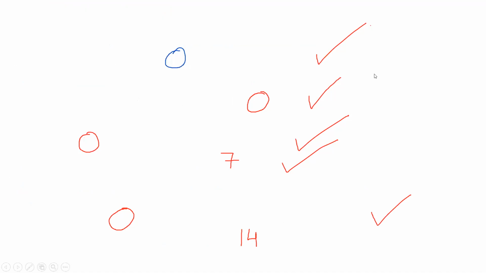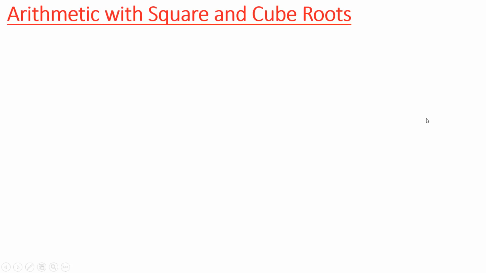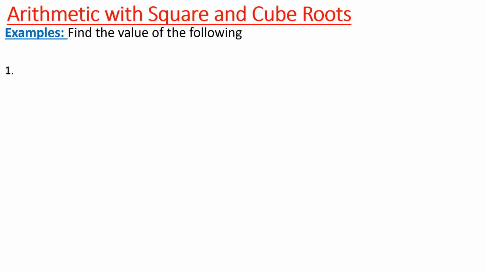So let me erase all this. All right, so let's move on. We're going to be doing arithmetic with square and cube roots. Let's start off with the square numbers. Here we want to find the value of the following. Let's look at number one: the square root of 16 plus the square root of 49.